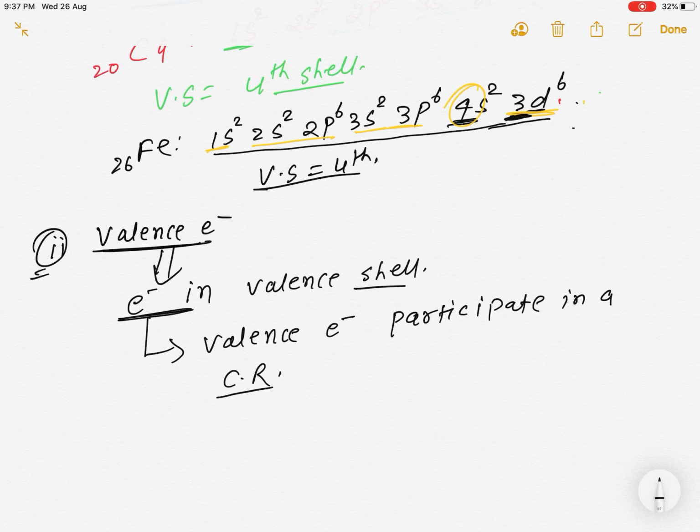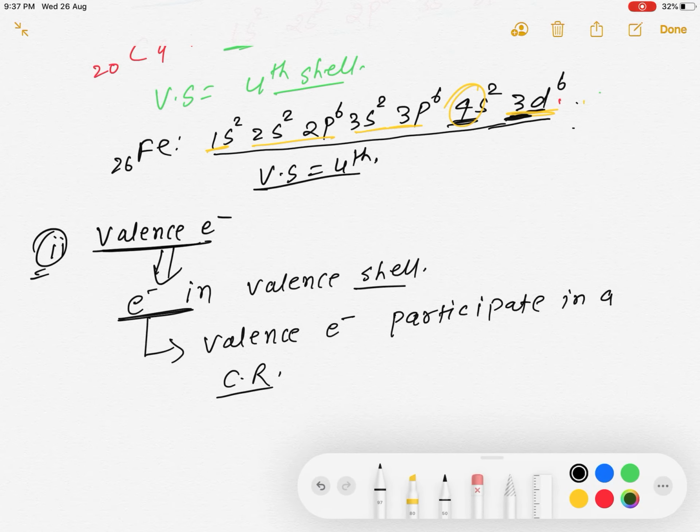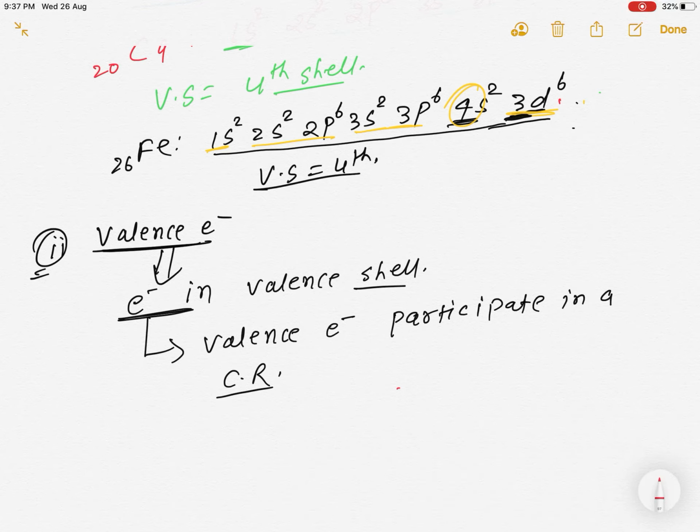CR is chemical reaction over here. Okay, how do you find the valence electrons now? So let's try to understand it through a few examples.